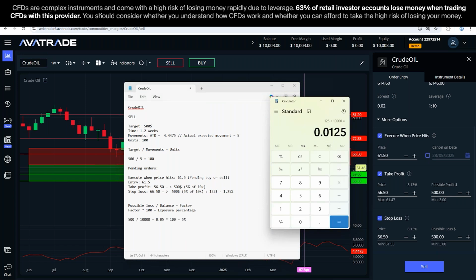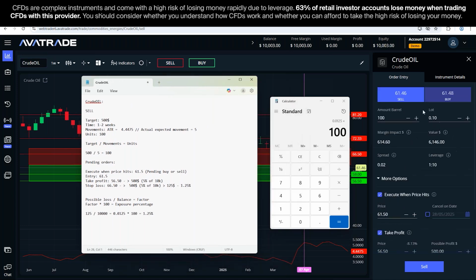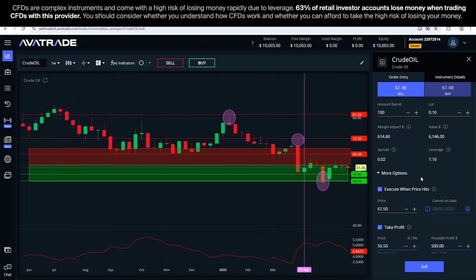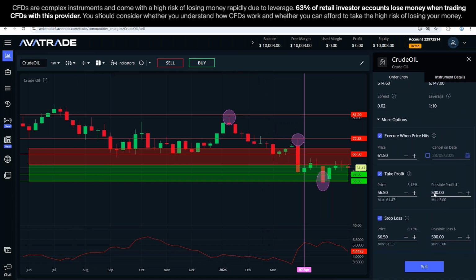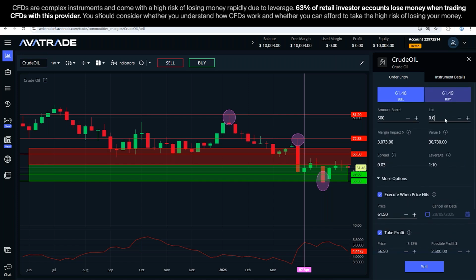125 divided by 10,000. Great. So we've got this divided by 10,000, that gives us 0.0125 times 100. Excellent. Now, with this in mind, if we reduce the lot size, obviously our profit will be reduced as well. So if we try that, let's reduce this by half. Look what happened.